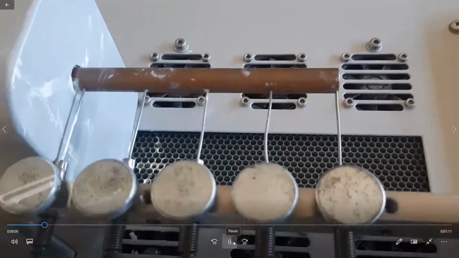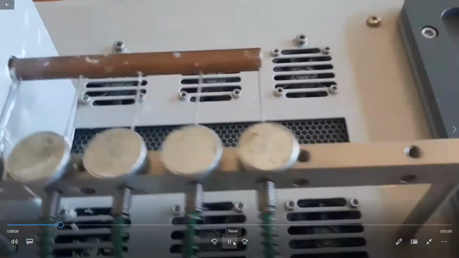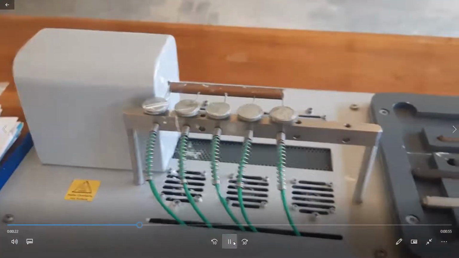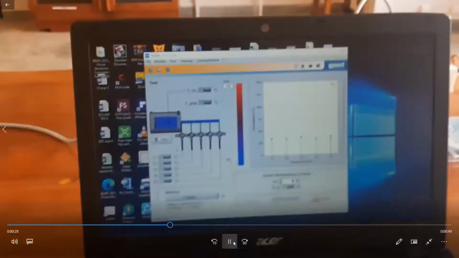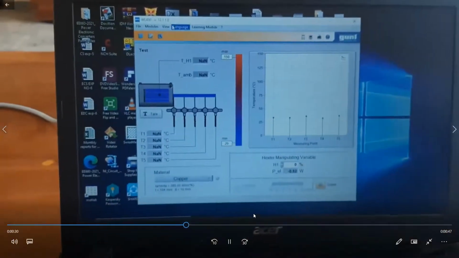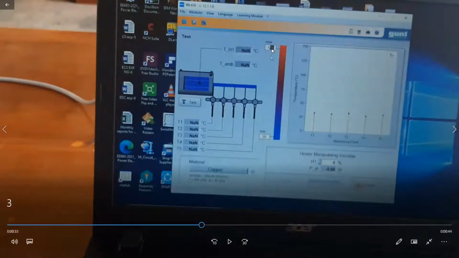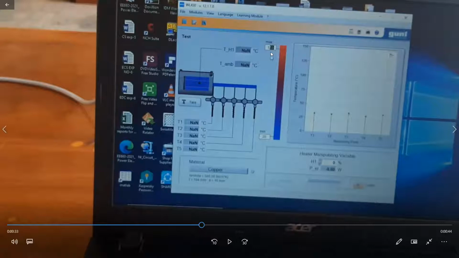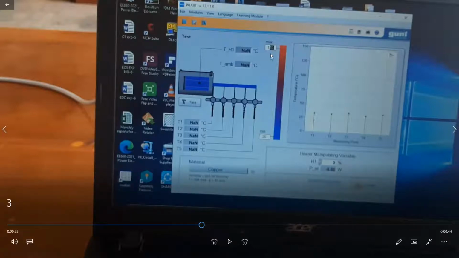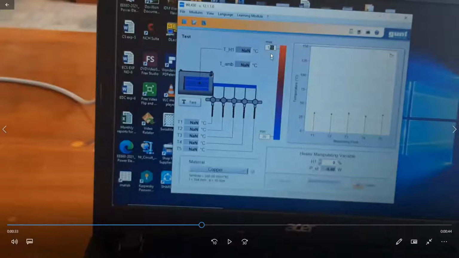The copper rod is here. The first specimen is copper. So now we have to switch on this machine, and every control is in our software. We have to increase the temperature. You can see here we have to give the maximum temperature, up to how much we have to increase.